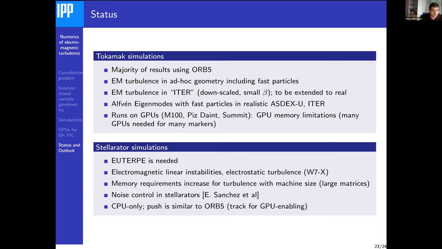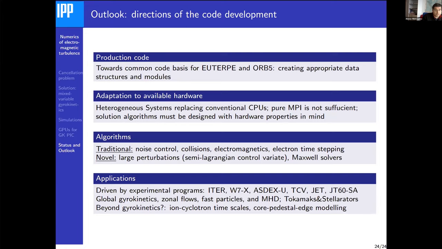For stellarator simulations, ORB5 is not an option. EUTERPE is a must. And we have electromagnetic linear stability there and some electrostatic turbulence studies. The issue, if we go to large machine size with turbulence, is memory, big matrices. Then we have noise control in stellarators, which is a new step. There is a reference. And EUTERPE is CPU only. However, the push is similar to ORB5, so GPU enabling can maybe be done using this similarity. Okay, and this is probably the outlook. I can just leave it like this.